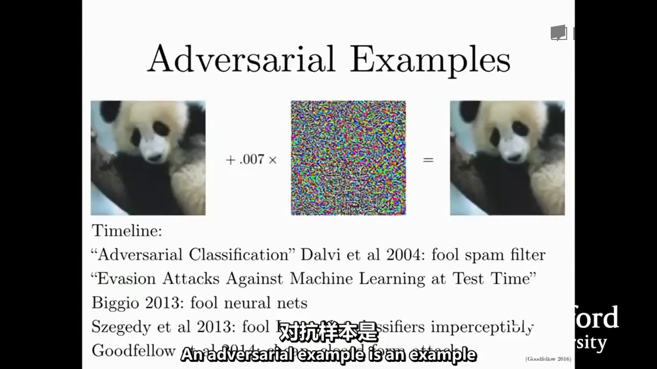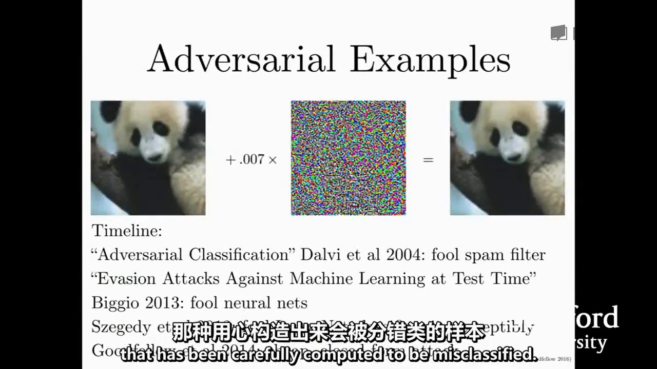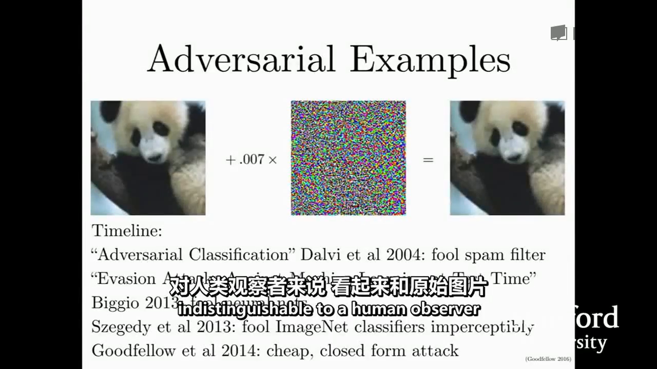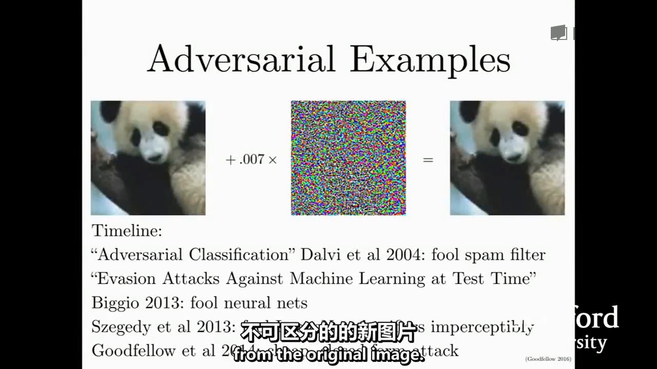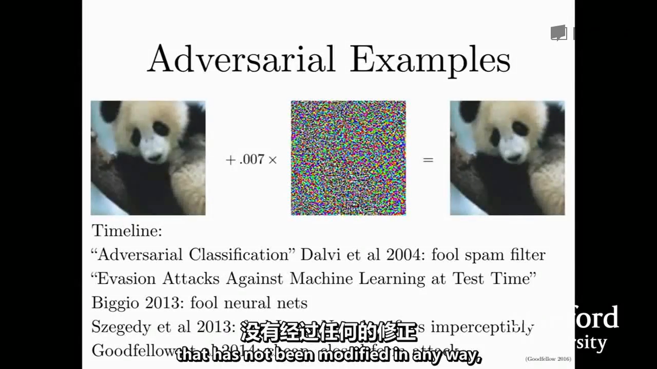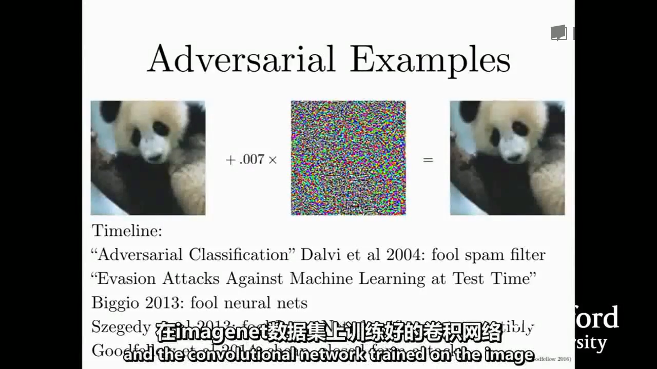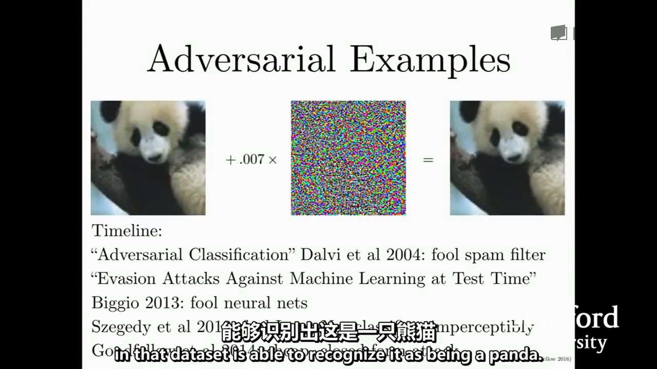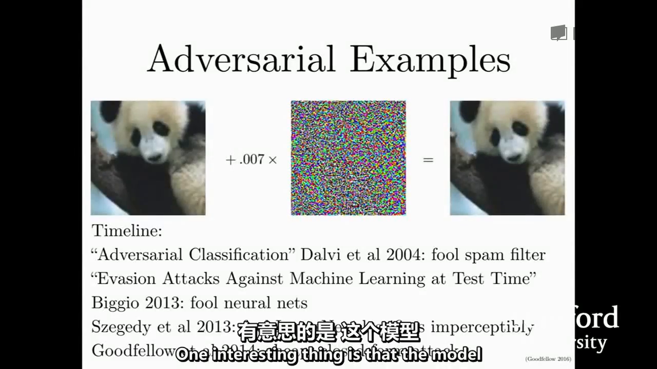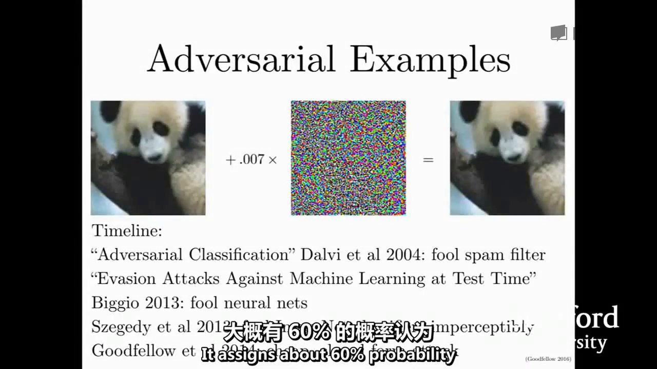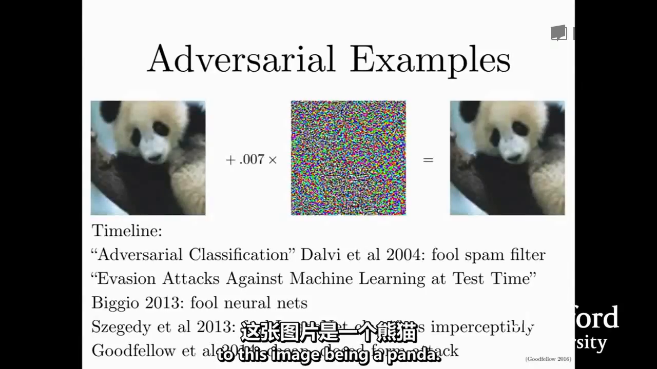An adversarial example is an example that has been carefully computed to be misclassified. In a lot of cases, we're able to make the new image indistinguishable to a human observer from the original image. Here I show you one where we start with a panda. On the left, this is a panda that has not been modified in any way, and a convolutional network trained on the ImageNet dataset is able to recognize it as being a panda. One interesting thing is that the model doesn't have a whole lot of confidence in that decision. It assigns about 60% probability to this image being a panda.